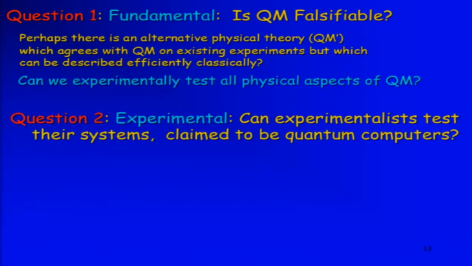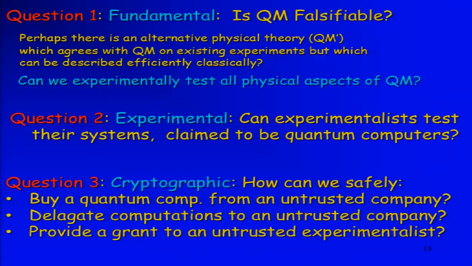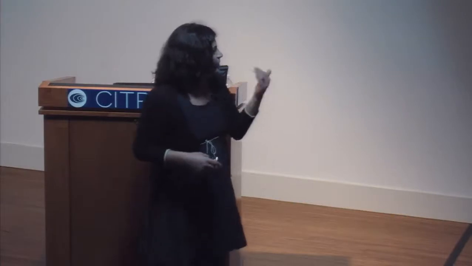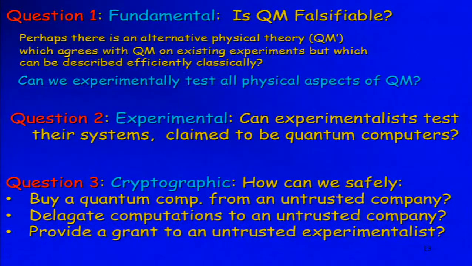Okay, second question is more oriented to the experimentalists. If you're an experimentalist trying to build your quantum computer, how do you actually test that it is doing what you want? If it's claimed to be a quantum computer, how do you know? And then a cryptographic aspect would be, suppose you distrust the people that you're interacting with. Now you can ask, how can you safely buy a computer from an untrusted company if it's telling you that it's a quantum computer? How can you delegate computations to this untrusted company? How can you provide a grant to an untrusted experimentalist?